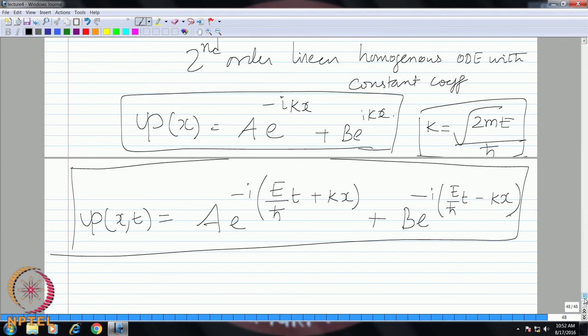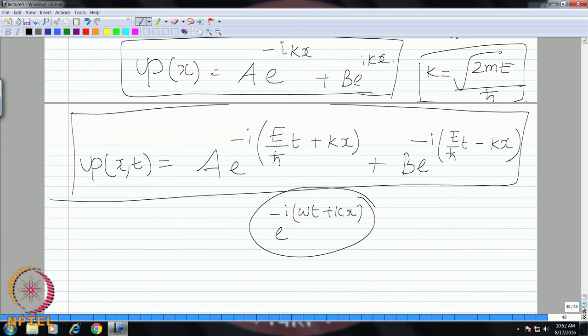You remember our representation of a wave. We have used e power minus i (omega t plus kx). This we generally use if you have waves running in one direction, and then we have omega t minus kx to represent the waves running in the opposite direction. So, what this tells you is that you have waves which can run either on the right hand side or the left hand side, and a combination of waves running on right and left is present as the solution to the wave function.